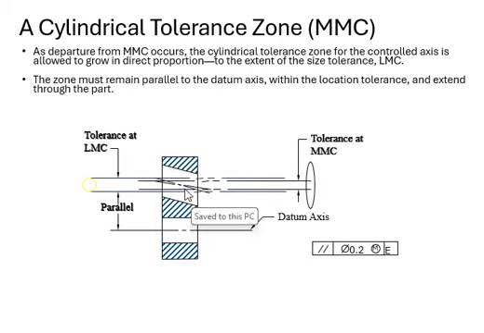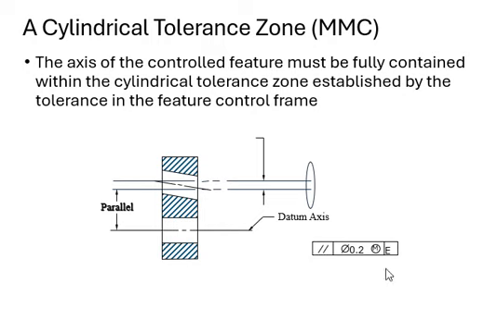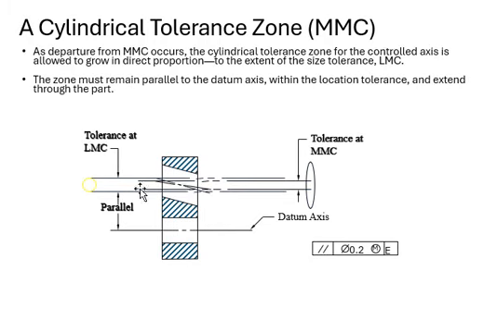Of course, that zone is bound to be parallel to your datum axis, and within that location tolerance, and it's got to go throughout that part. And here we show you again, you have your x's, and you also have the tolerance zone right there for LMC, and this one is your MMC. And this one is your LMC.